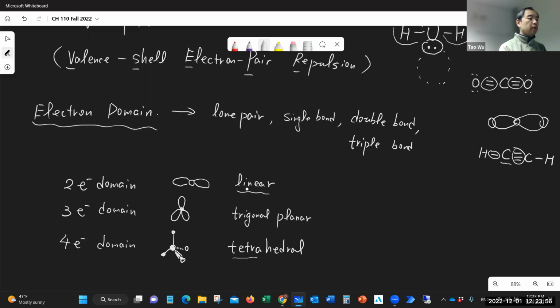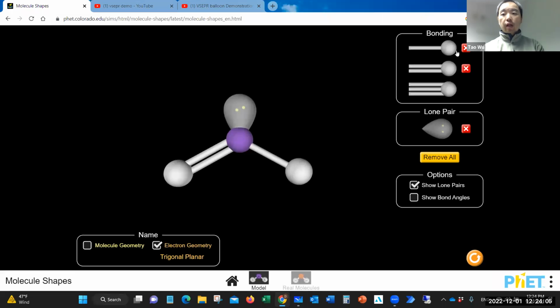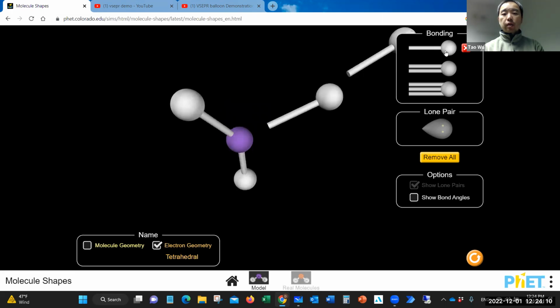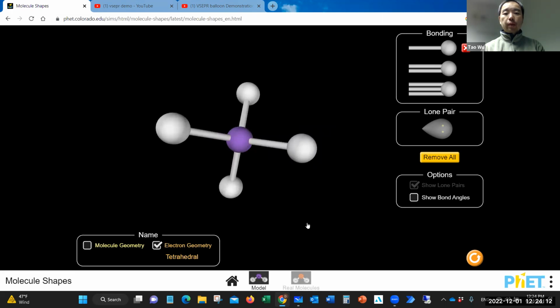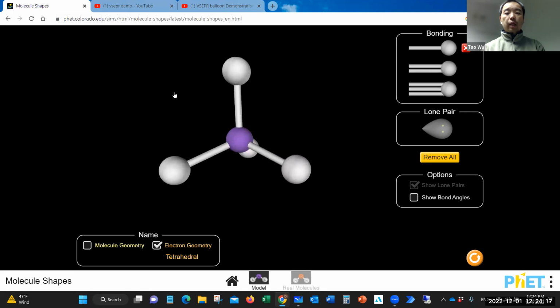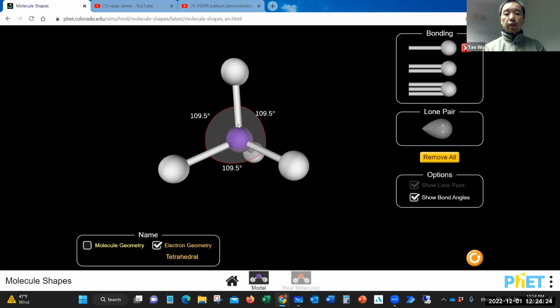Tetra means 4, hedral means face. Tetrahedral means 4 faces. This will generate 4 faces. Maybe 4 bonds are easier to see. This has 4 bonds, and this is 3D. We can show the bond angle here. The bond angle between each of the bonds should be 109.5.